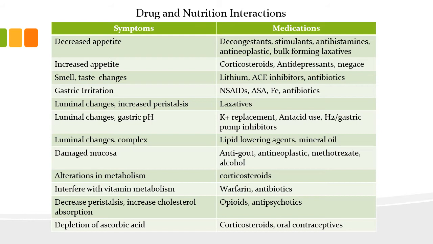You have to be careful because warfarin thins the blood, so patients that eat a lot of green leafy vegetables or things with vitamin K need to limit that, not overdoing it, because they're taking two things that then thin the blood. Opioids and antipsychotics decrease peristalsis and increase cholesterol absorption. And then your steroids and contraceptives deplete ascorbic acid.